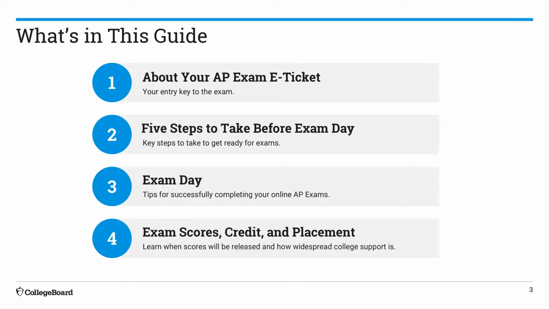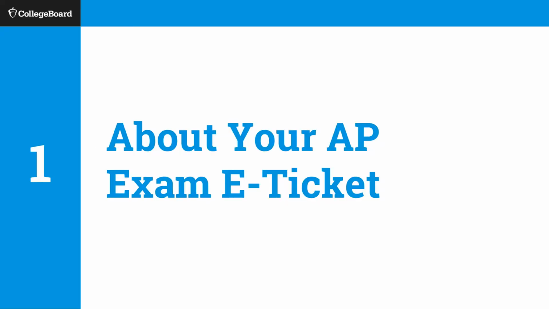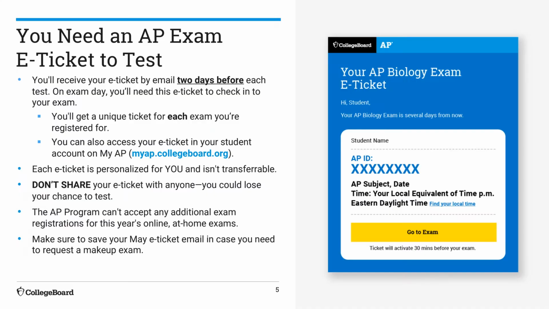So here's the steps in the guide. You can read it. I'm going to keep going. So the big thing is your AP exam e-ticket. So 2 days before each test, you're going to get an email with your e-ticket. Now the email is going to be linked to your AP email address. Now actually I can see all the email addresses that you used to sign in to myap.collegeboard.org. And if you're not sure what it is, I can tell you. If you can't, you can just log on to your AP account and you'll find it there.